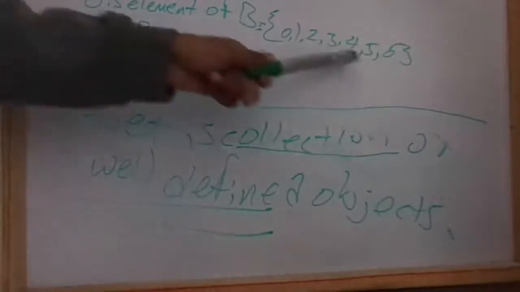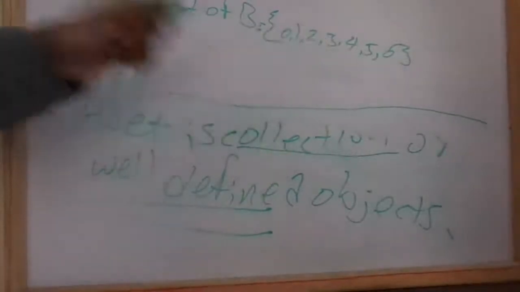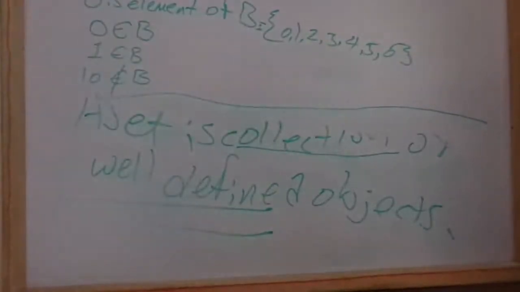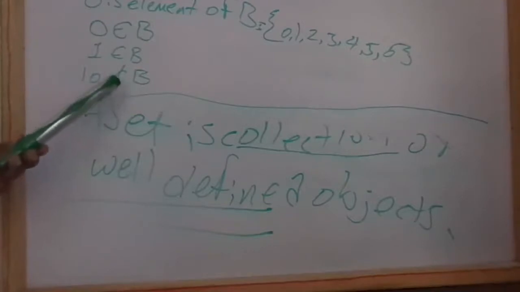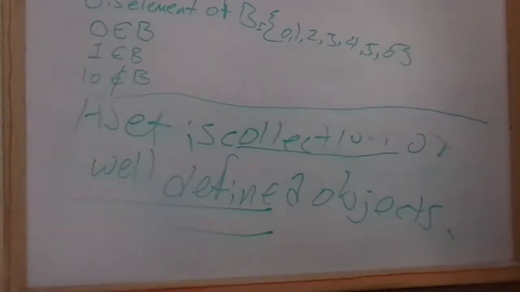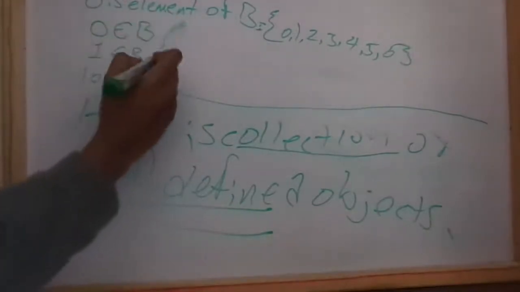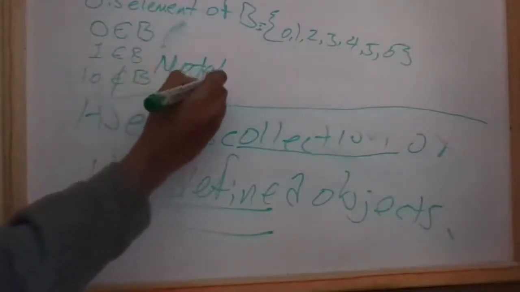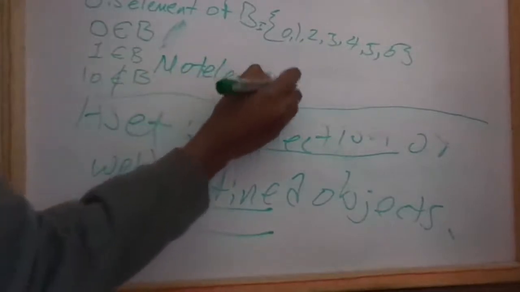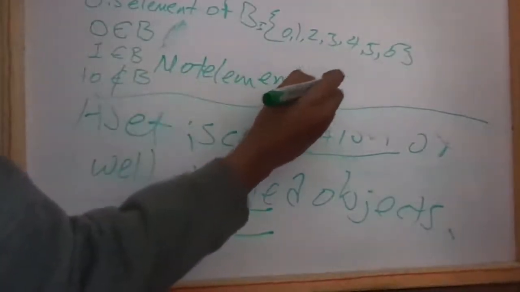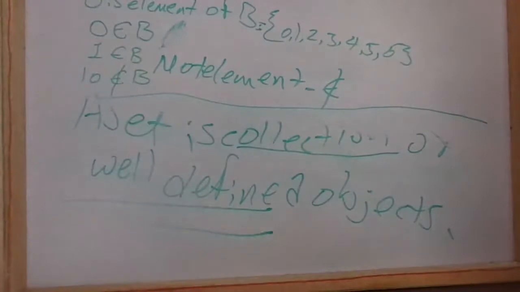What about 10? Can we see 10 in here? No, we cannot see it because there is no 10. It says the first 7 digits of whole numbers. So this is the symbol for not an element. This is the symbol. So we are going to stop over here.